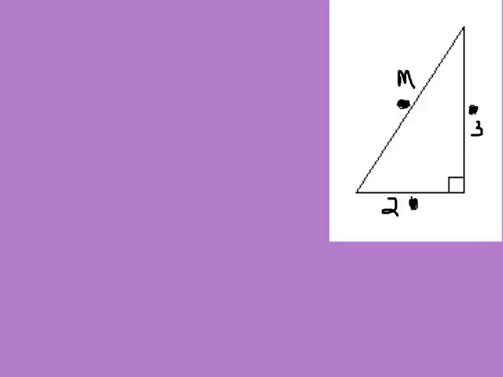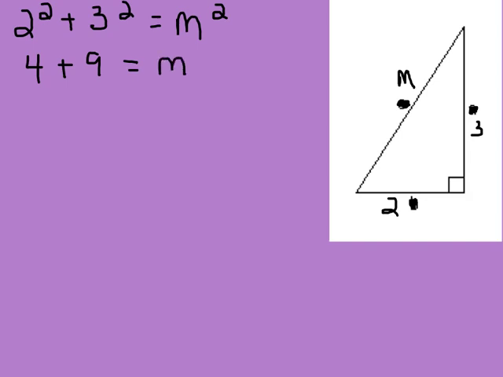Okay, so I think we've done enough practice. I hope so. Let's go ahead and work your practice problems. This is practice problem A, and it says find side M. And you've got a leg of 2 and a leg of 3. So we can say 2 squared plus 3 squared equals M squared. Well, 2 squared is 4 and 3 squared is 9. 4 plus 9 is 13, which we know is not a perfect square.